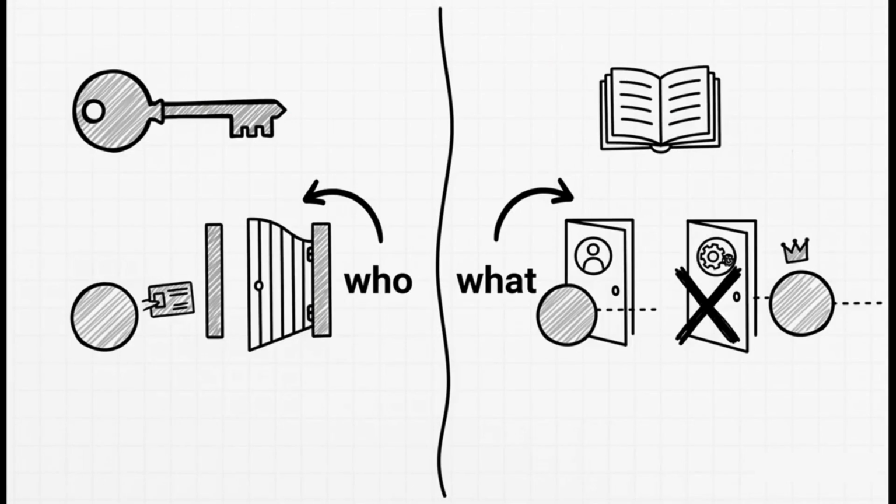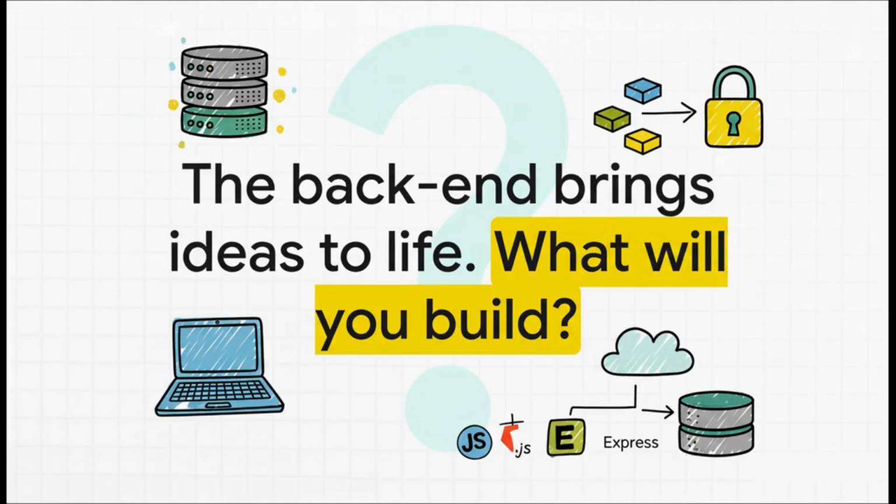And finally, there's authorization. This is different from authentication. Authentication confirms who you are. Authorization determines what you're allowed to do. Think about it. A regular user should be able to see their own profile, but an admin should be able to see everyone's profile. This is usually handled by giving users roles and then checking those roles before allowing them to do sensitive things. And that's the whole journey.